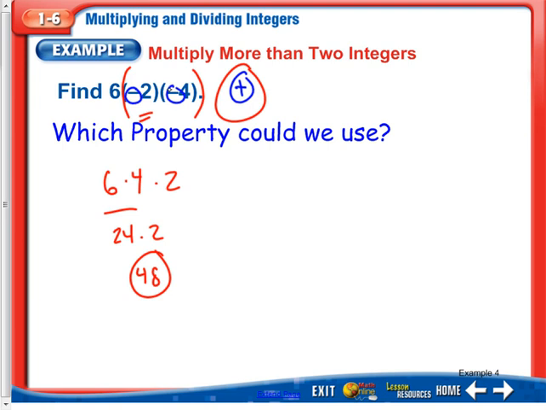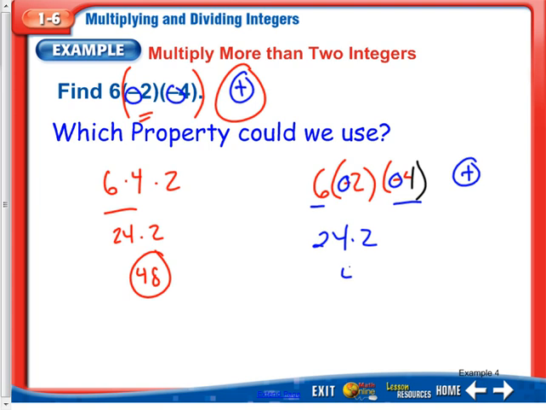So how would we do a problem like this in our book for our assignment? Well, the first thing you would need to do is copy the problem. So we do 6 times -2 times -4. Then I would prefer to see you circling your negatives. There's 2, and put a little plus over here. Then you can rewrite it if you want, or you can just go like this. Then you can do 24 times 2, and then you can do 48.